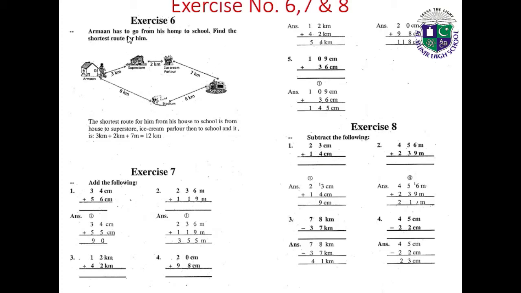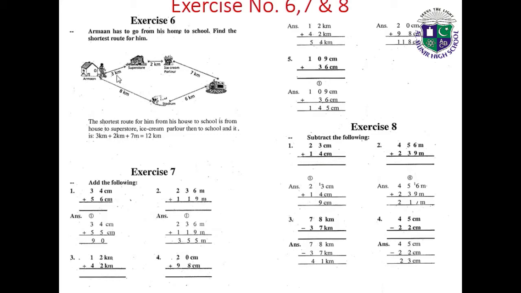Arman has to go from his home to school. Find the shortest route for him. 3 km, 2 km, superstore, ice cream parlor, 7 km, school, 6 km, stadium, and home to stadium 8 km. The shortest route for him from house to school is from house to superstore, ice cream parlor, then to school, and it is 3 km plus 2 km plus 7 km equal 12 km.